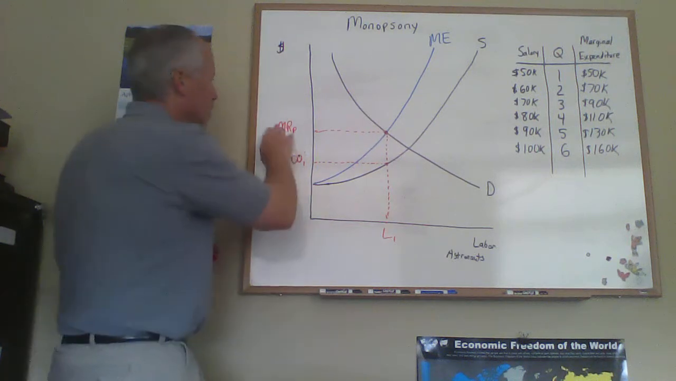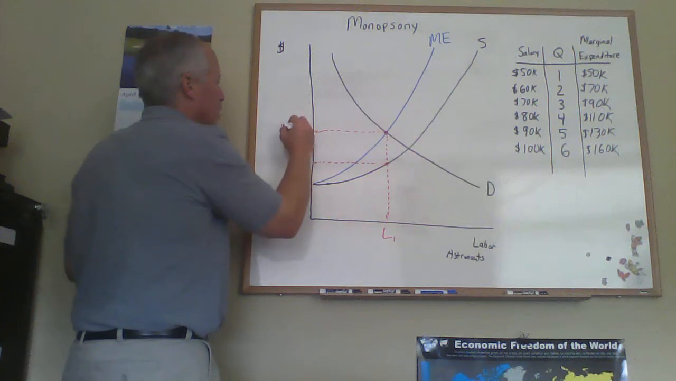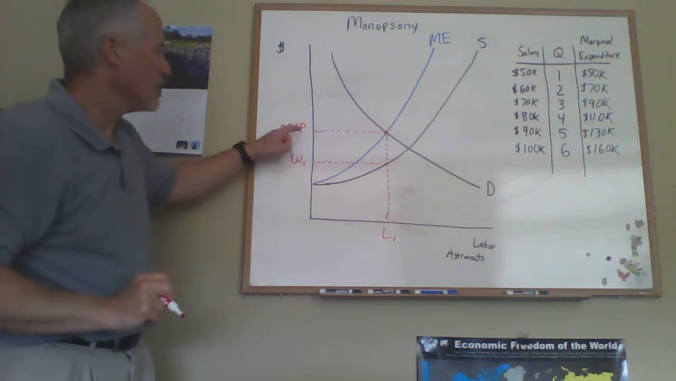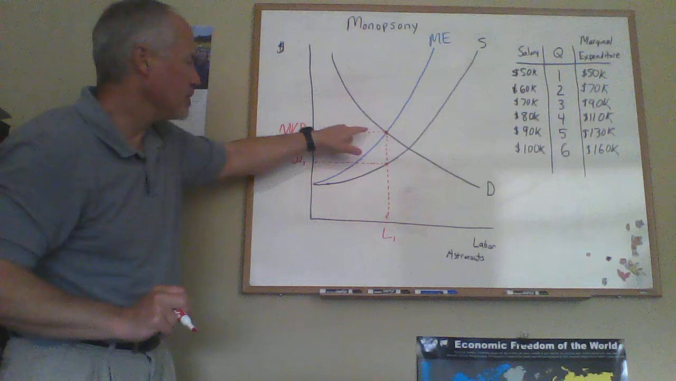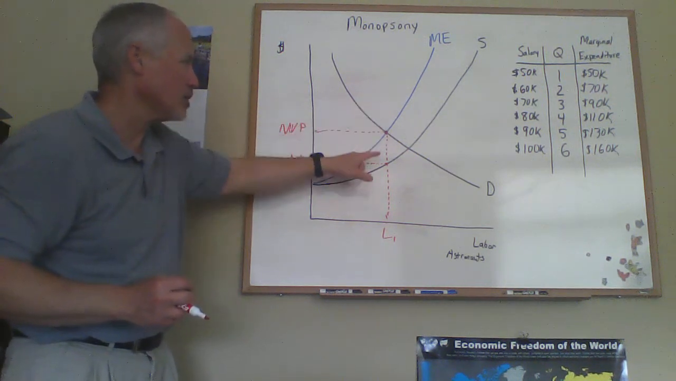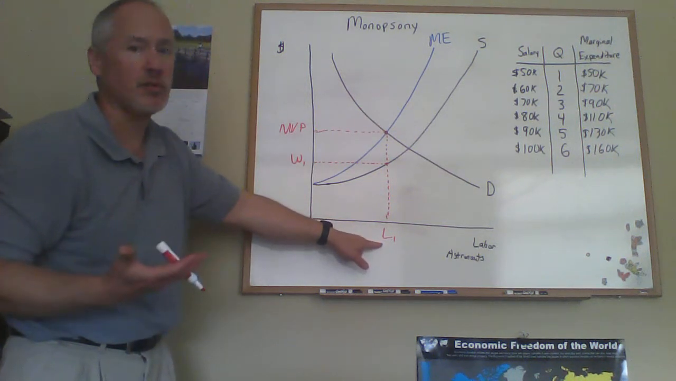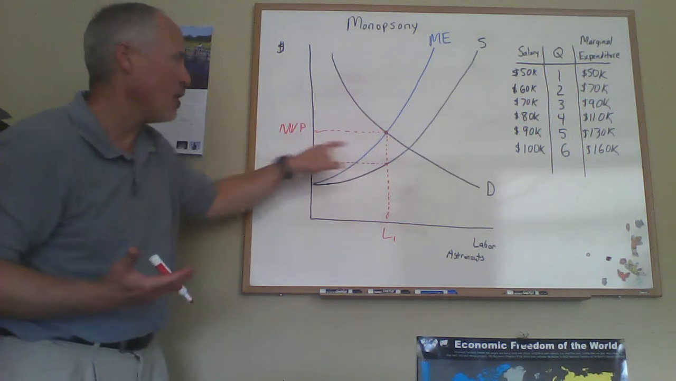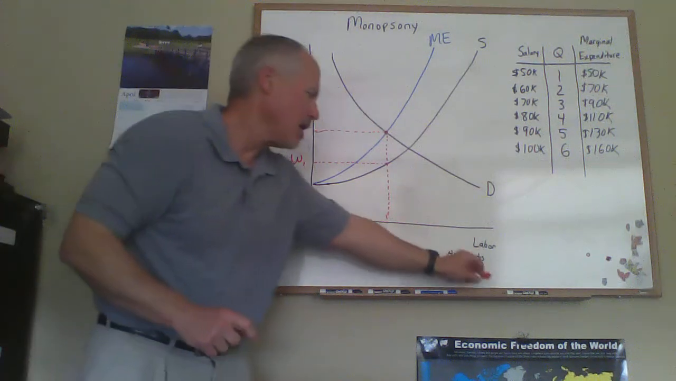I'm sorry. Let me just rewrite this here, because they use MVP in the book. So MVP would be at this level. The monopsonist would want to hire labor up until the point that the value of the marginal product is equal to the marginal expenditure. That occurs here. That gives us the quantity of labor they want to hire. And then to get the wage, we simply get that off of the supply curve. And so that would be the case of a monopsonist.